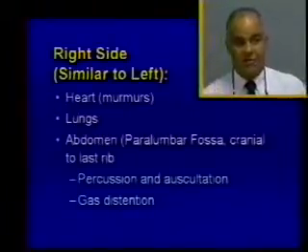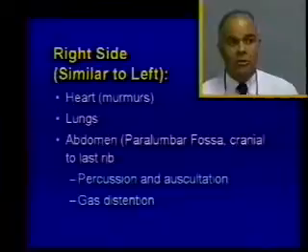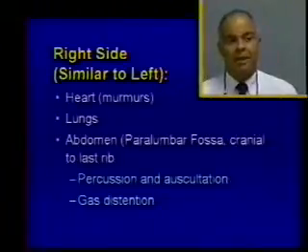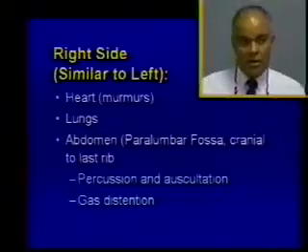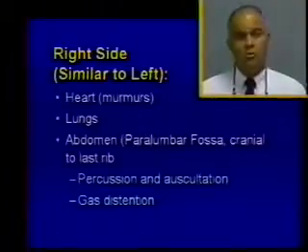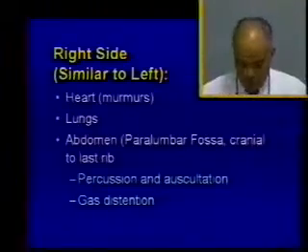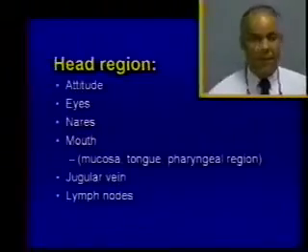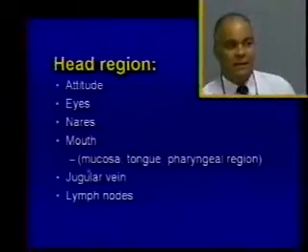From the right side is similar to the left. I just want to remind you, the most common murmur occurs on the right side of the heart in the tricuspid valve. We also want to examine the lungs, of course, the abdomen, again, the paralumbar fossa, and cranial to the last rib. We still want to do simultaneous percussion and auscultation and determine whether or not there is gas distension. In the head region, we want to examine the attitude of the animal.